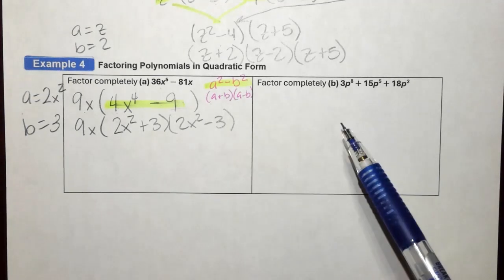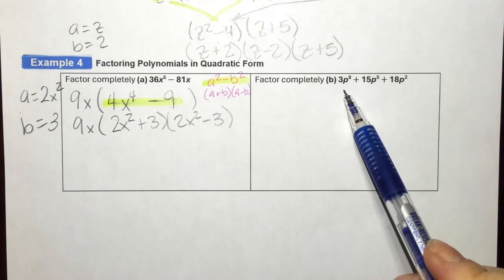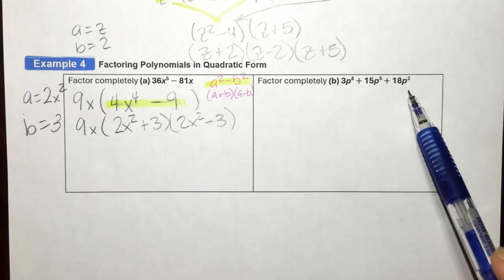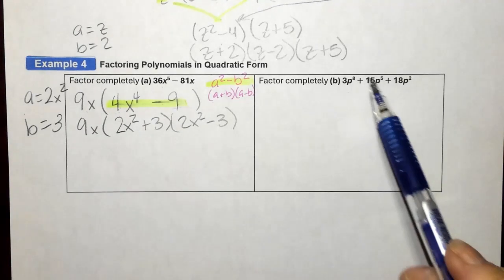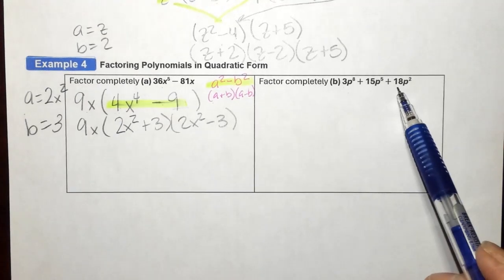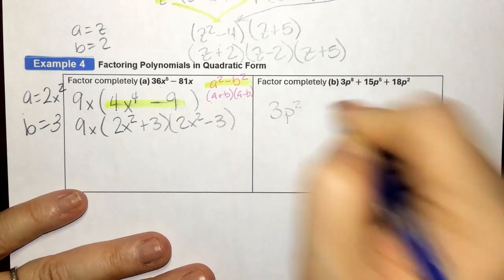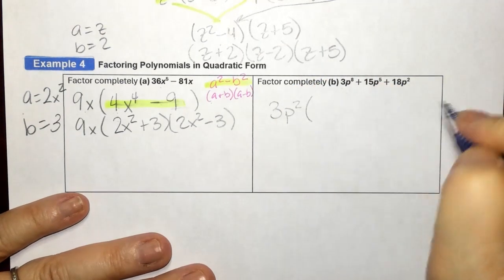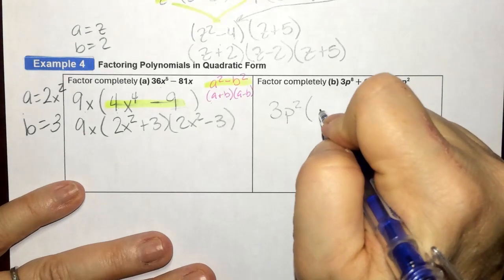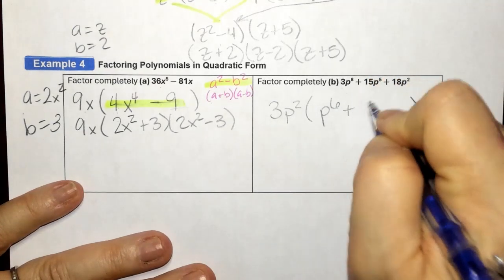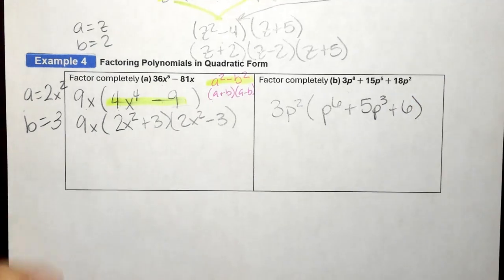All right, last one. Factor completely. So first thing we're going to look at, do they have something in common? Well, they all have p's. Smallest one is p squared. Can they all be divided by 3? Yes. So we're going to factor out a 3p squared. All right, once we factor that out, what is left inside? So we have p to the 6th, 5p cubed, plus 6.